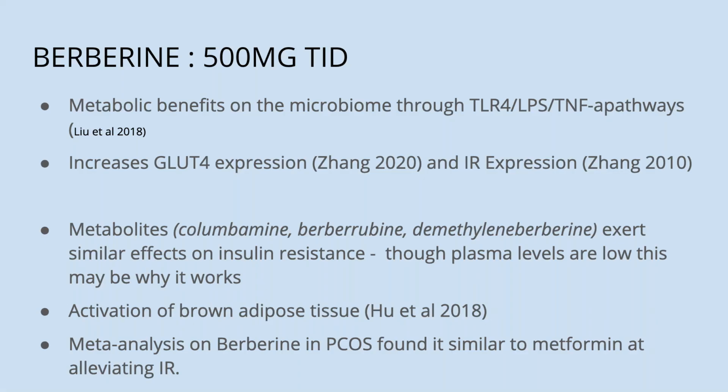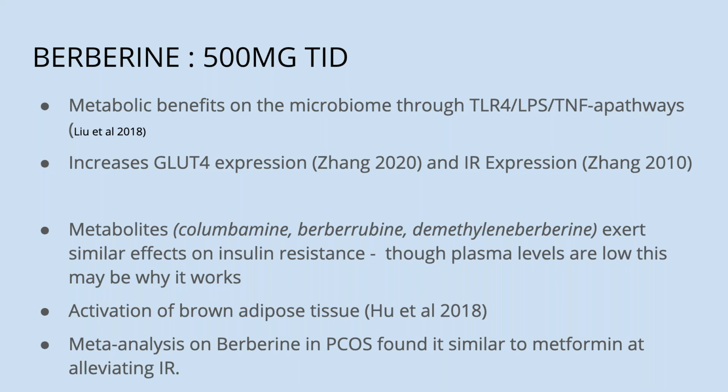There are some great supplements as well that we can use. So berberine is definitely one that we use quite frequently. It has a variety of different effects on insulin resistance. It provides metabolic benefits on the microbiome, similar to how metformin works through the toll-like receptors and TNF-alpha pathways. New information suggests it can increase the GLUT4 expression in muscle tissue and the insulin receptor expression.